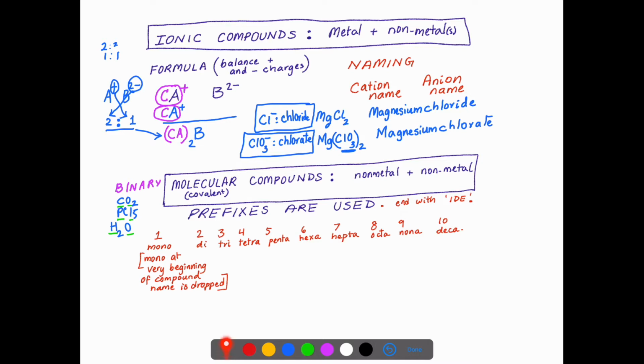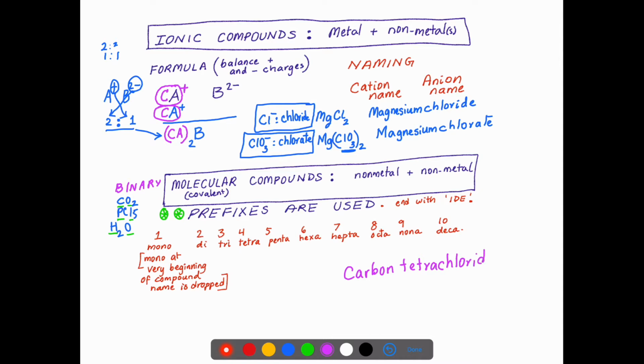Now, when you name them or when you write the formulas, you use prefixes. This is very important, guys. Molecular compounds, the nomenclature uses prefixes. So suppose you have the name, let's say, carbon tetrachloride.